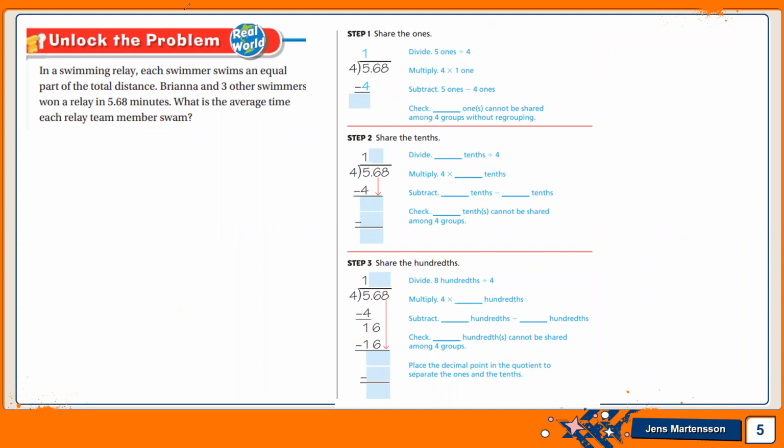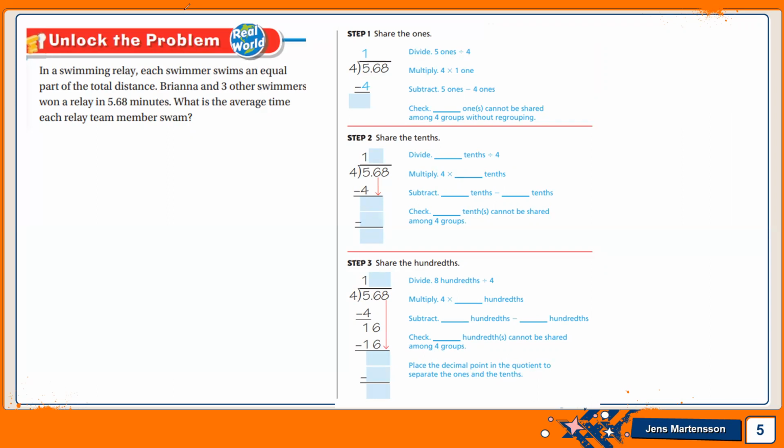In a swimming relay, each swimmer swims an equal part of the total distance. Brianna and 3 other swimmers won a relay in 5.68 minutes. What is the average time each relay team member swam?